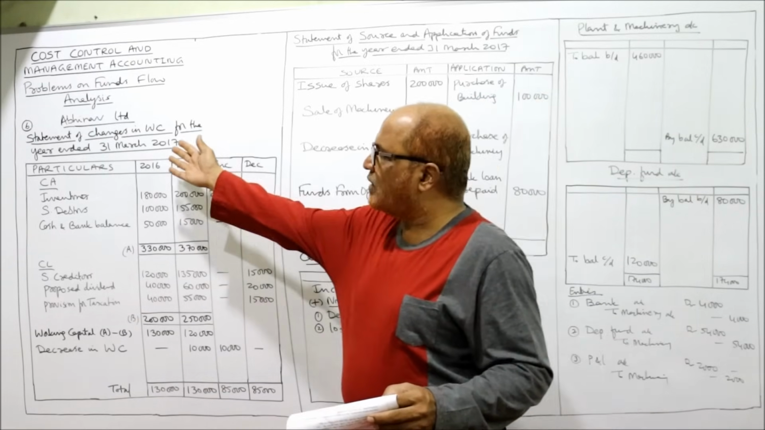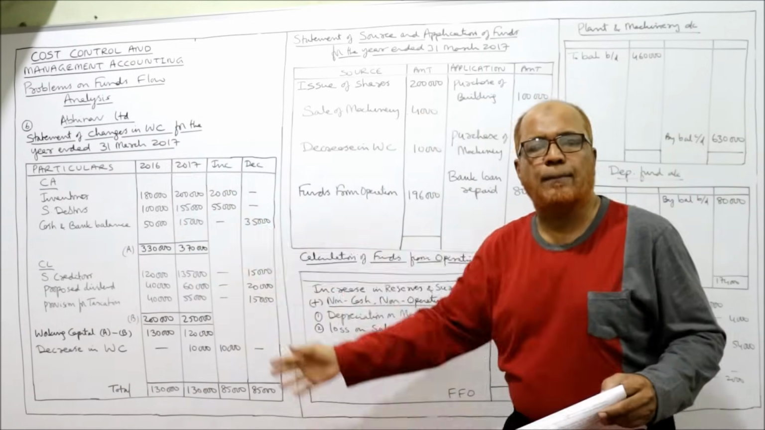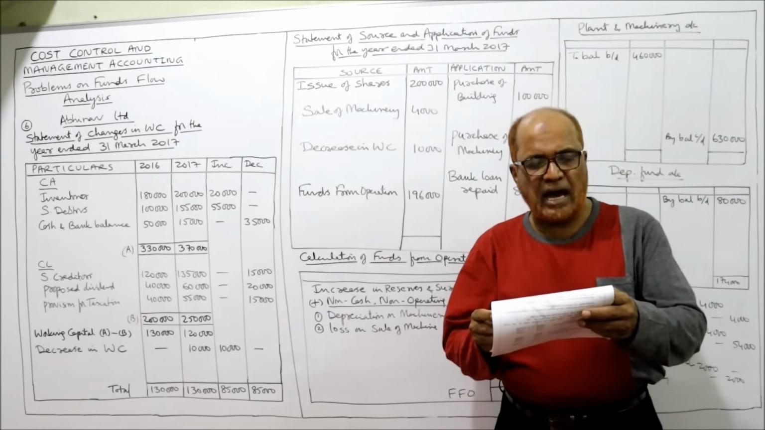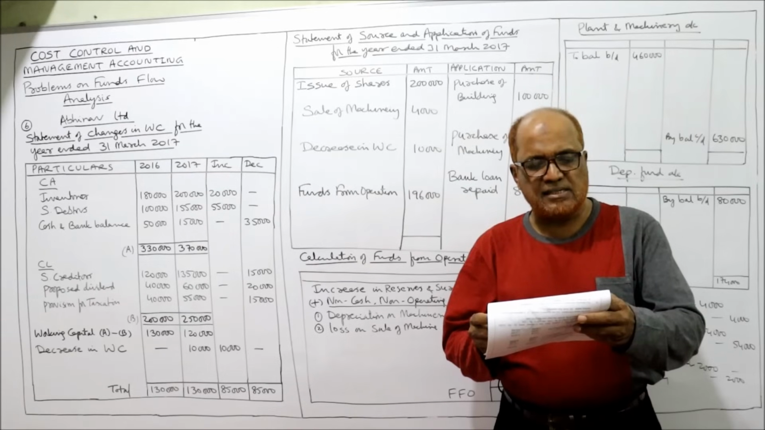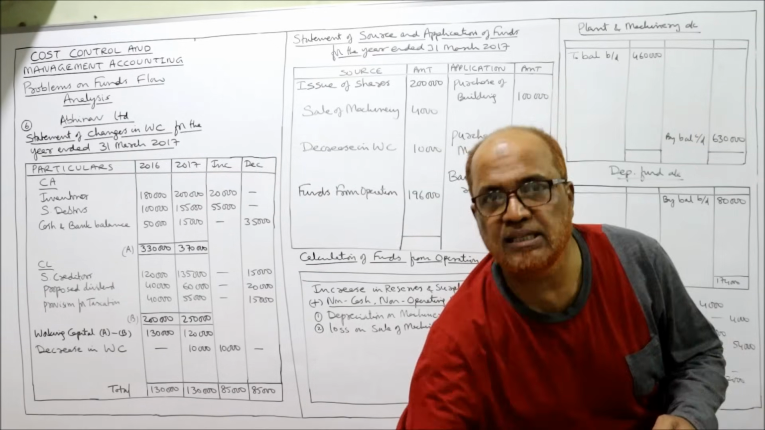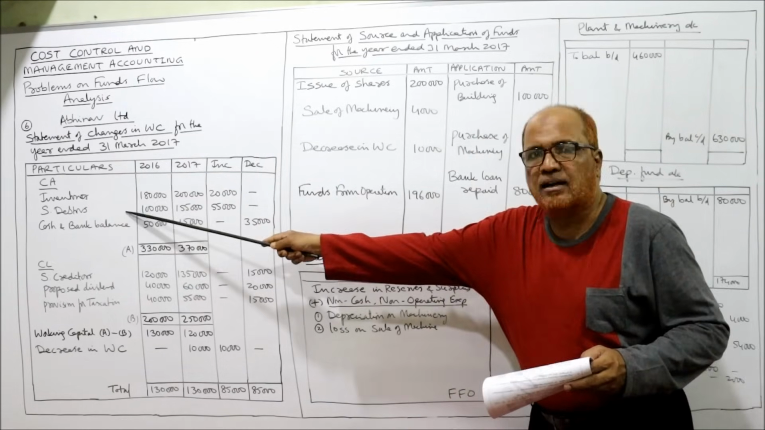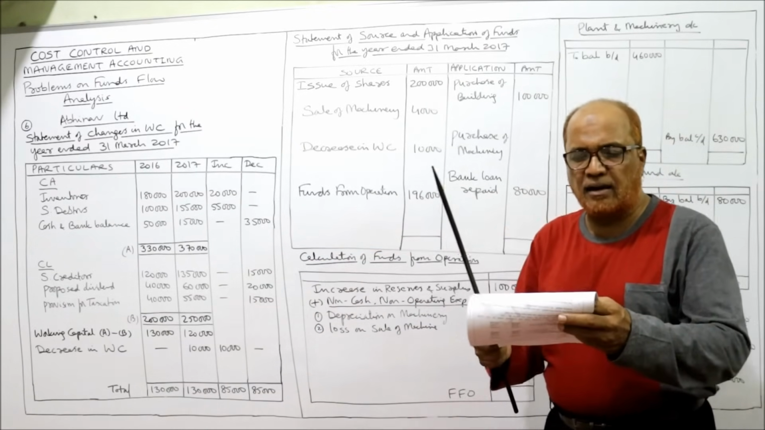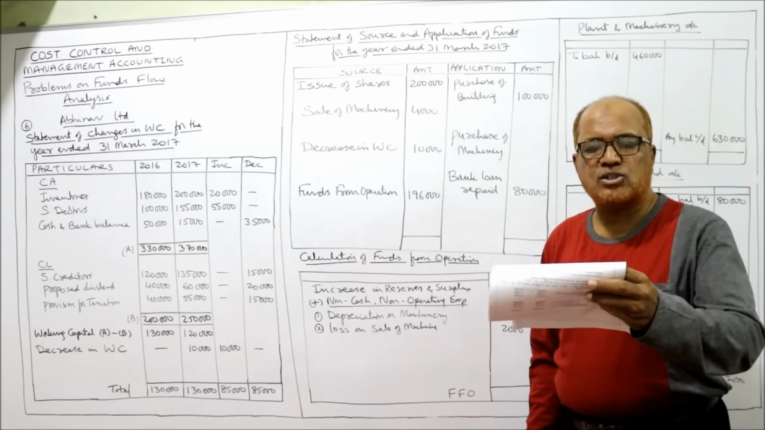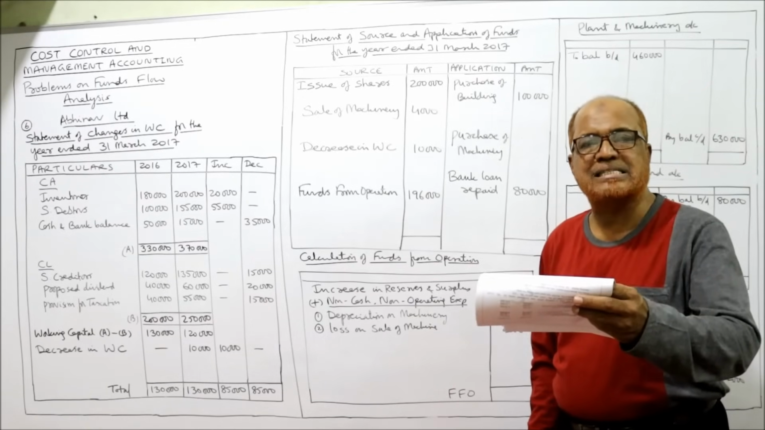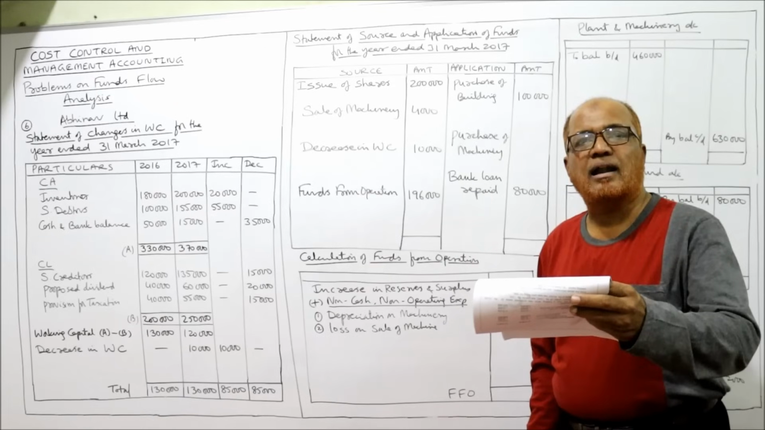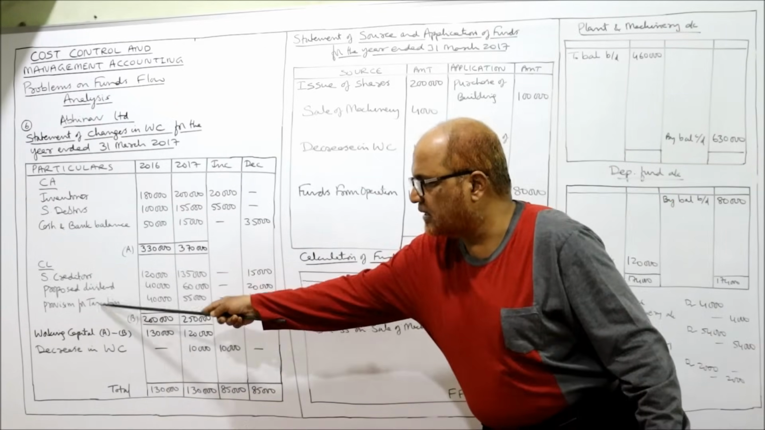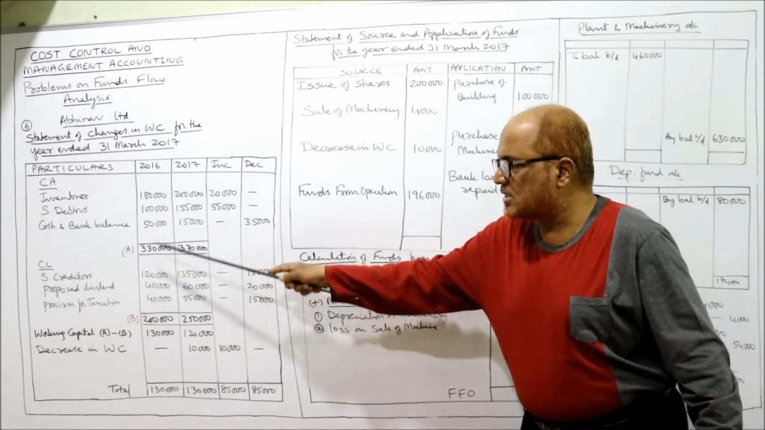So for making this working capital, statement of changes in working capital, we need current assets and current liabilities. So see, what are the current assets? Last 3 items. Inventories, sundry debtors, cash and bank balance. These three items are there. And current liabilities are sundry creditors, proposed dividend, provision for taxation. Again I repeat, sundry creditors, proposed dividend and provision for taxation. These three are current liabilities. So three current assets, three current liabilities.